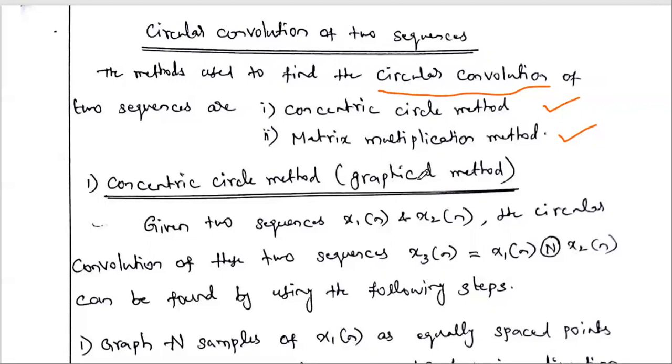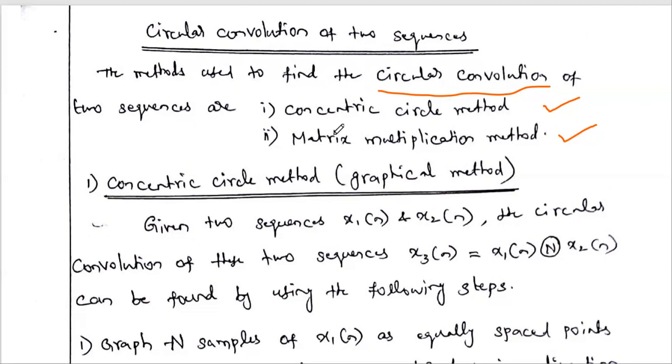Already I posted one video on circular convolution problem using the concentric circle method as well as the matrix method. So already we solved one problem. Now we are going to solve one more problem where the lengths of the two sequences are different. In the previous video we solved a circular convolution problem when the two sequences had the same length. But in today's video we are going to perform the circular convolution of two sequences having different lengths.